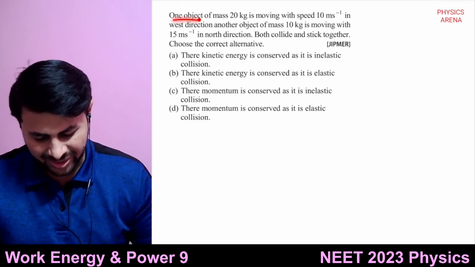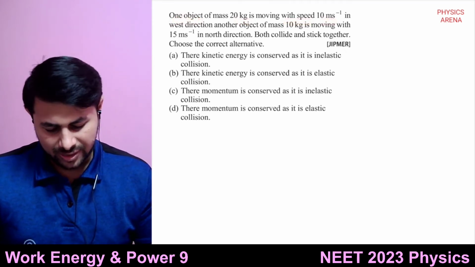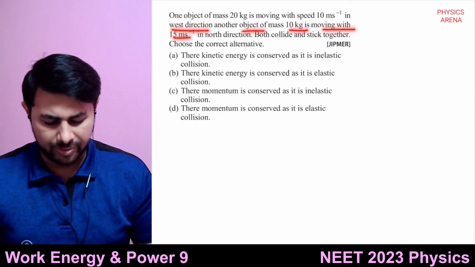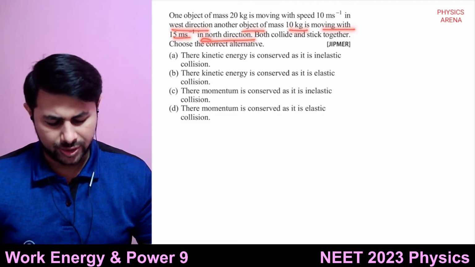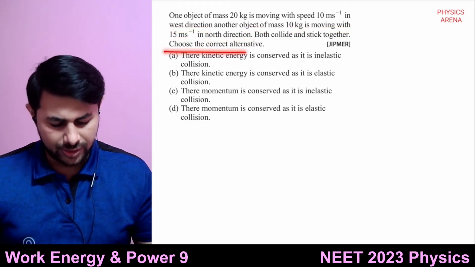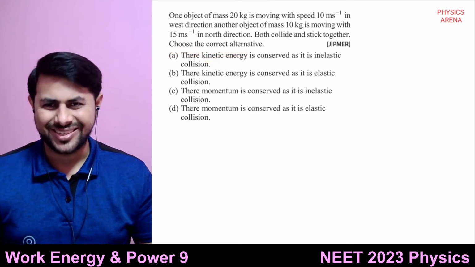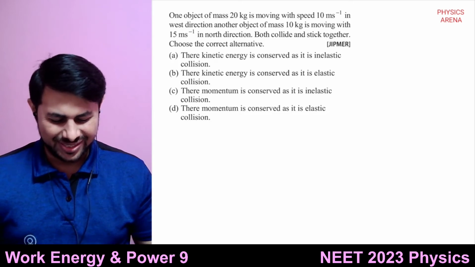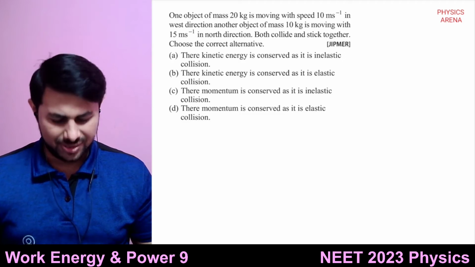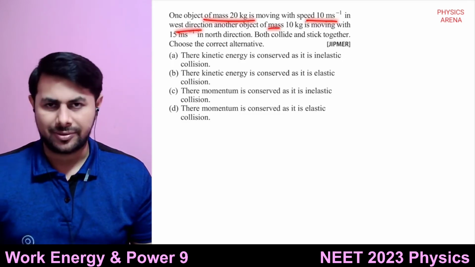right? One object of mass 20 kg is moving with speed of 10 meters per second in west direction. Another object of mass 10 kg is moving with 15 meters per second in north direction. Both collide and stick together. Choose the correct alternative. So there is a big story in this, but it is just to distract. See, this is just a straightforward conceptual question, and these numbers don't matter.